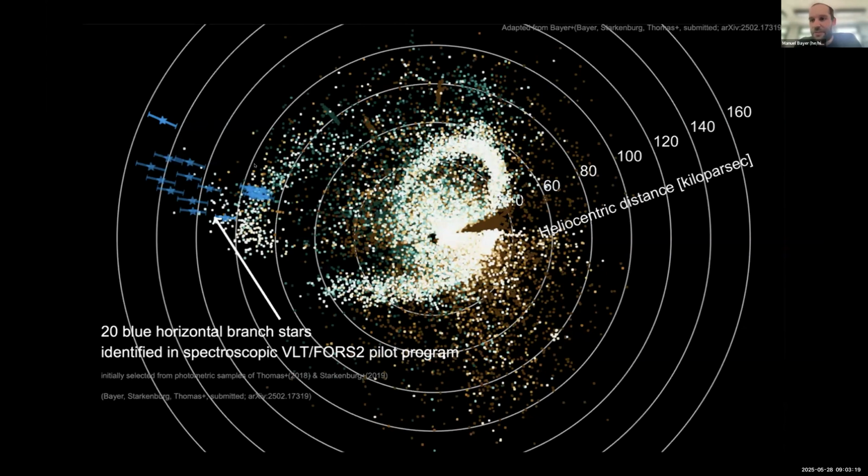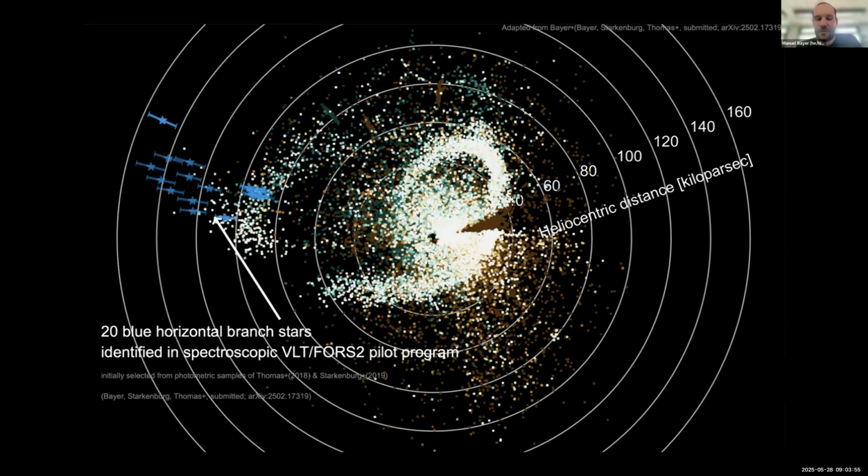We have been analyzing these 25 low-resolution optical spectra to get effective temperatures, surface gravities, and also velocities for these stars. And we found, luckily, that out of the 25 target stars that we had, 20 are really blue horizontal branch stars, based on our spectroscopic classification using the surface gravity and temperature that we get. So we could use these 20 blue horizontal branch stars to take a look at the kinematics of these stars in this region.